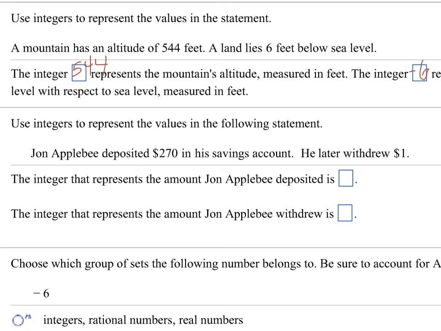In the next one, John Appleby deposited $270 in his savings account. He later withdrew $1. The integer that represents the amount he deposited is a positive 270. The integer that represents the amount that he withdrew is -$1, because a withdrawal is a negative number.